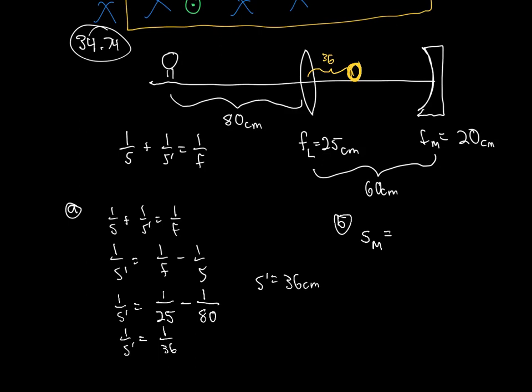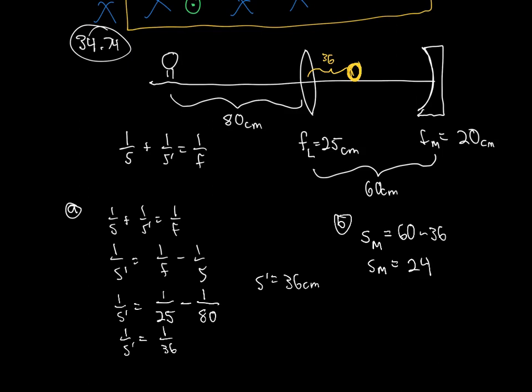Well, I know the distance from the mirror to the lens is 60. And I know this image is 36 centimeters to the right of that. So I need this distance. I do 60 minus 36 to get 24. I have 60, the whole distance from the mirror to the lens, minus the 36 centimeters closer that the image is. And I get SM is 24.